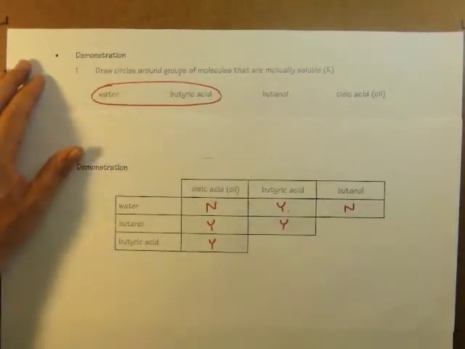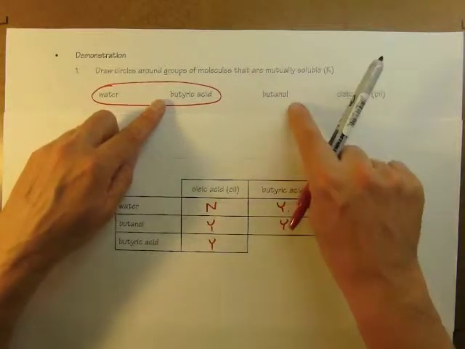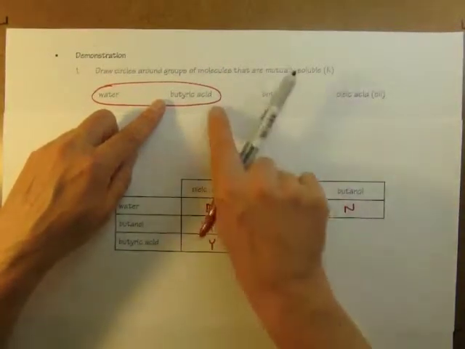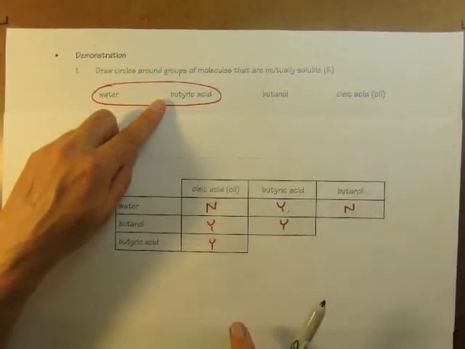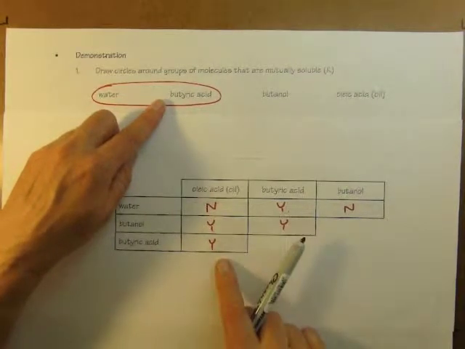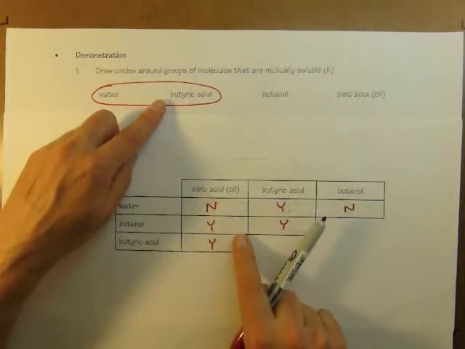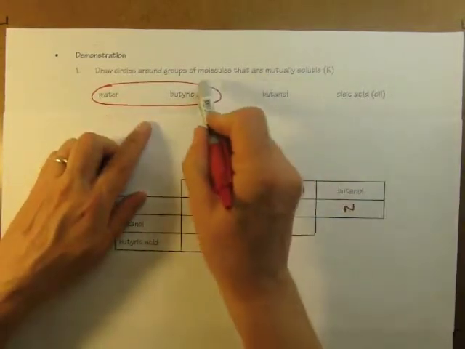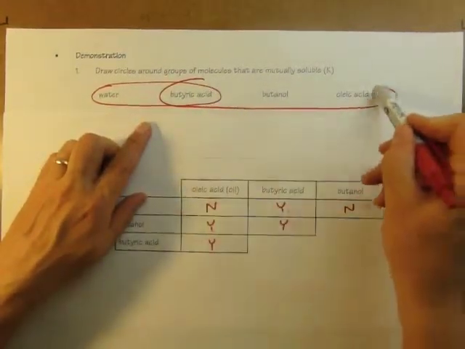They mixed together. Now butyric acid was able to mix with butanol right here. Butyric acid was also able to mix with oleic acid. And butanol could mix with the oleic acid. So these three here, they form a group. They were all able to mix together.